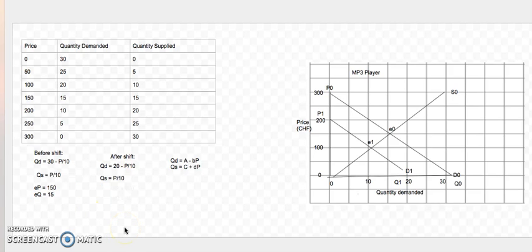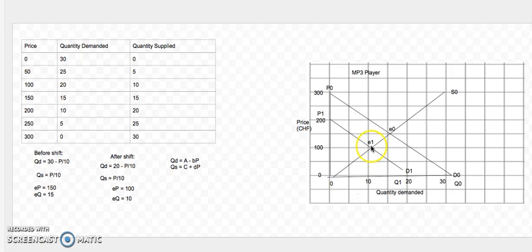So to find the equilibrium of this new shift, which would be this point over here, I just have to make the equations equal each other, again, like before, and solve for P. So for my equilibrium, I found the price P to be 100 and my quantity to be 10 at the point. So this is basically the coordinates of the new equilibrium over here.